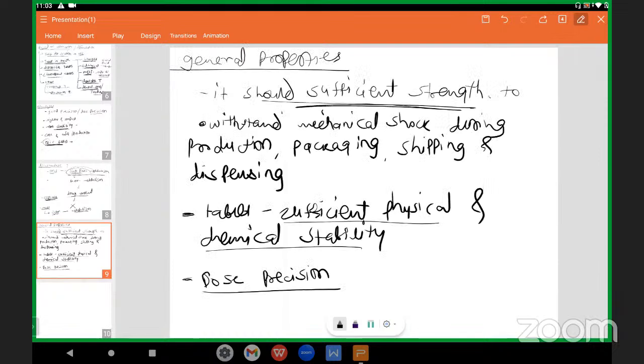Okay, so now let's move to the very important point of the formulation, that is excipients. What do you know about the excipients? Why are we using the excipients and what is the application? What happens if we do not use the excipient? And what is the major application? Anyone, can you tell me what are excipients? Define excipients. How can we define the excipient?